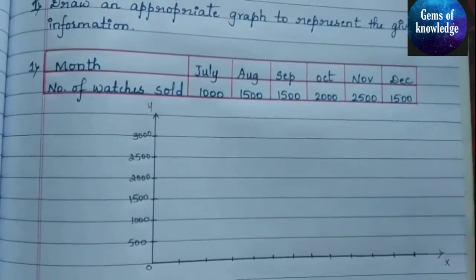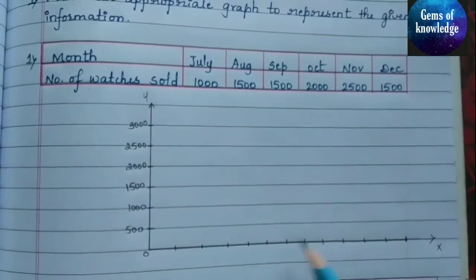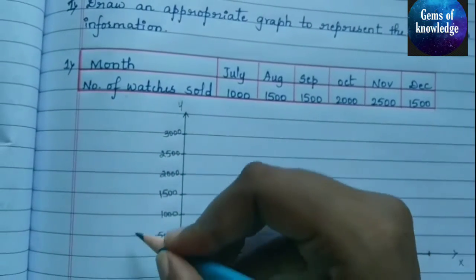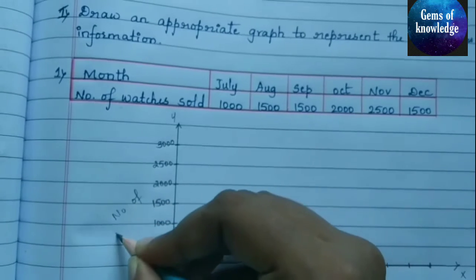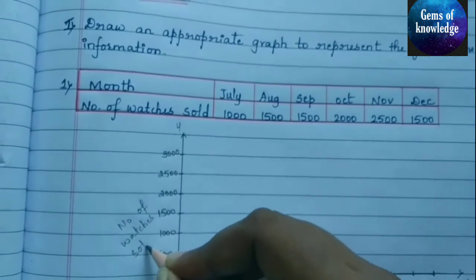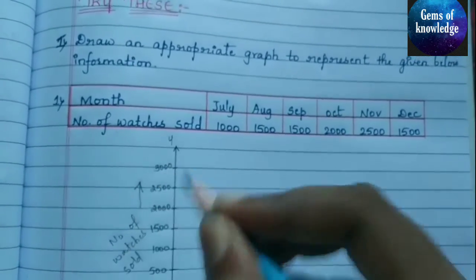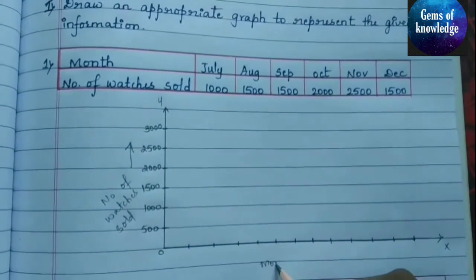You can see I have made a graph ready here. This axis is the x axis and this is the y axis. Here I have written number of watches sold, in increasing order like this, whereas here I have to write the months' names.